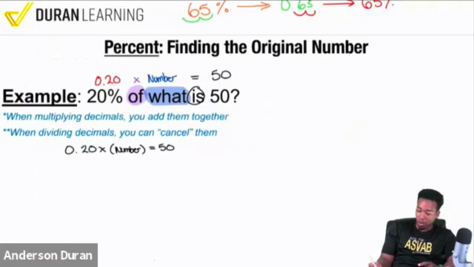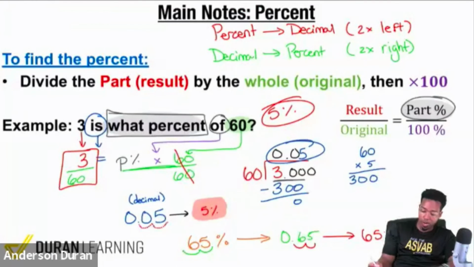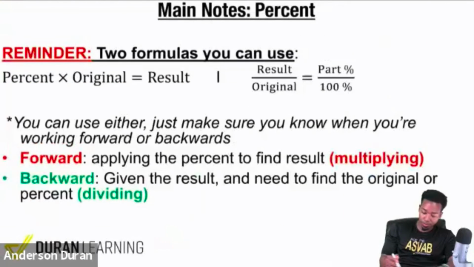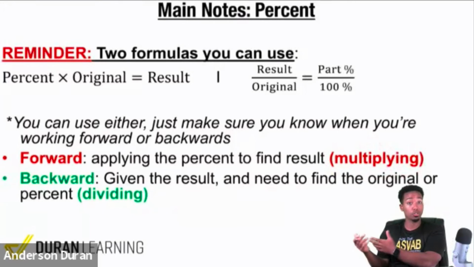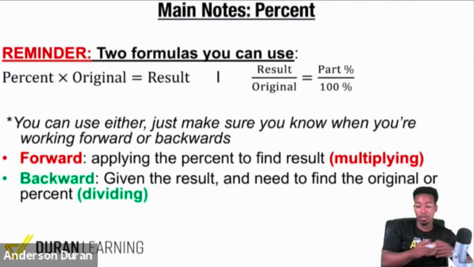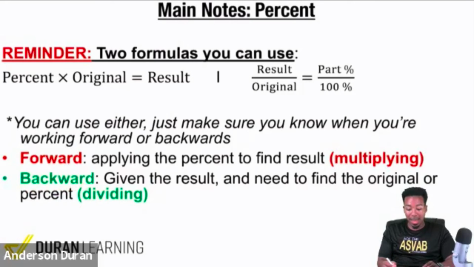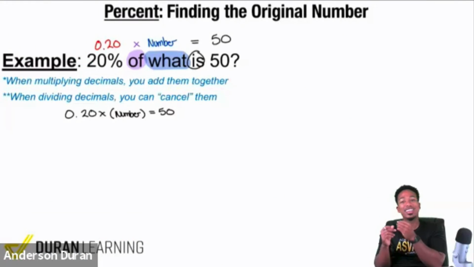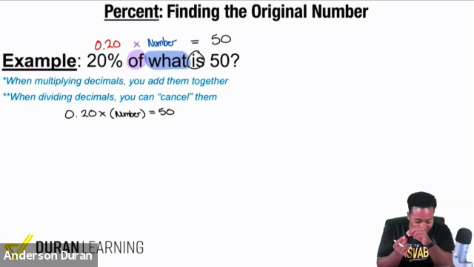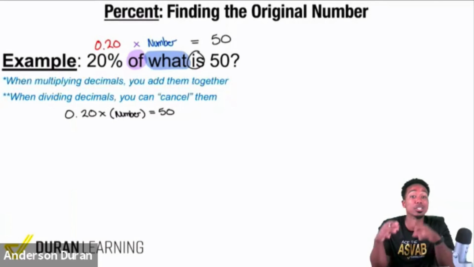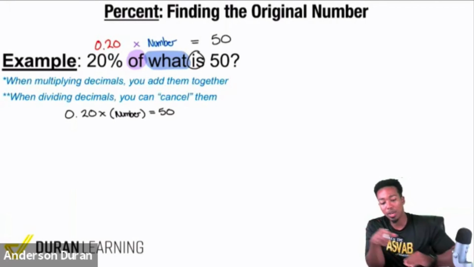And so in my notes, remember my party people, I tell you, if you're working forward, you're multiplying because you have the original and the percent moving forward. But here, you're working backward because you're given the result and you have to find the original number. So paying attention to those little details in these notes is really what's going to spell confidence.